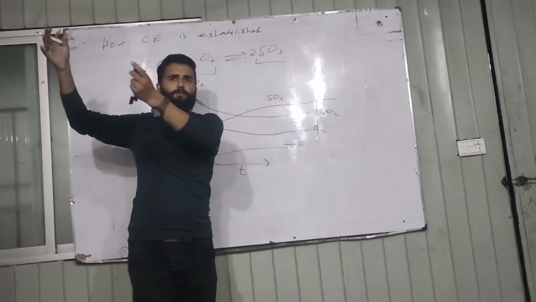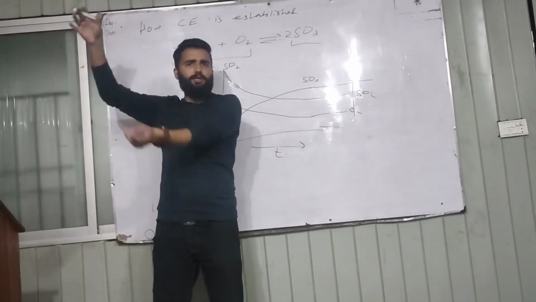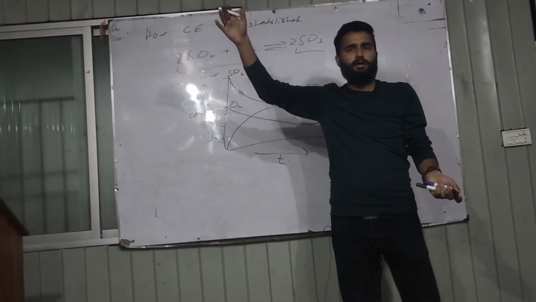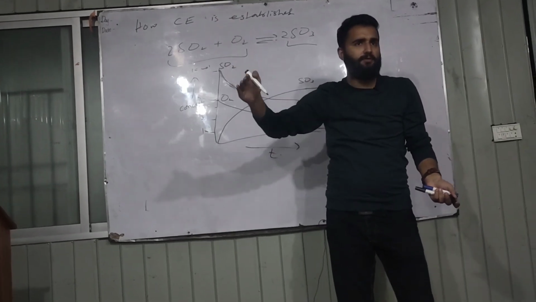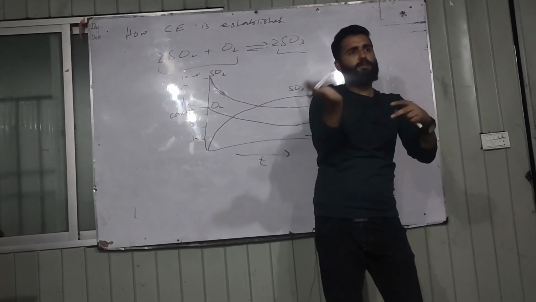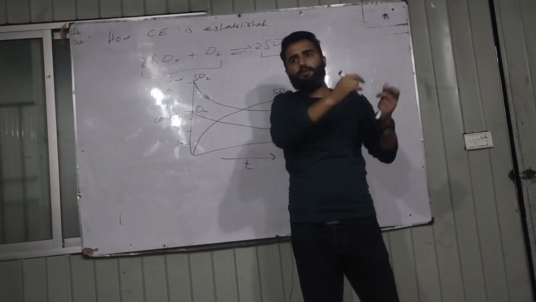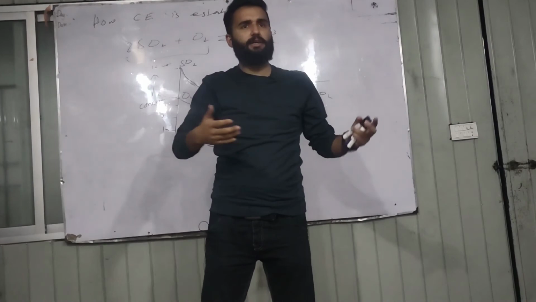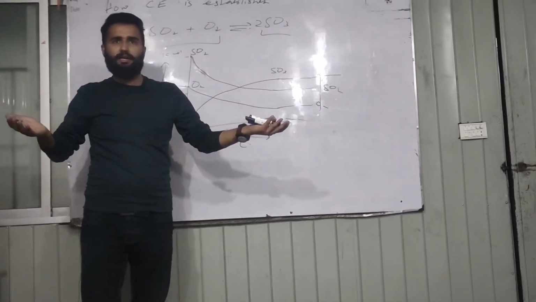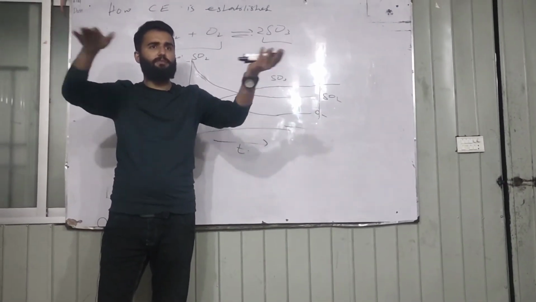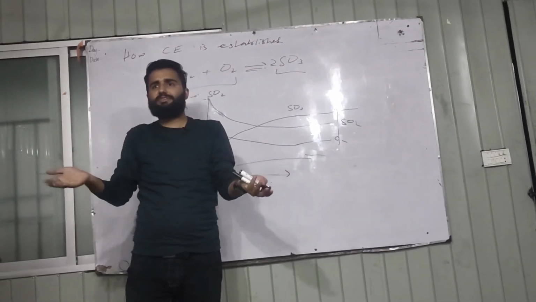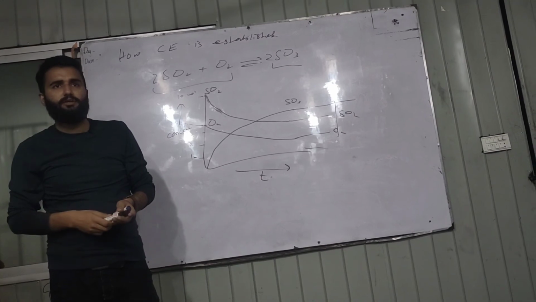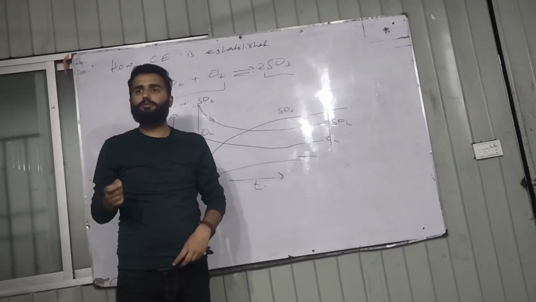So in the beginning the rate of forward reaction is very high. They react with each other to produce sulfur trioxide. With the passage of time this reaction is slowing down, and the backward reaction is growing, getting faster and faster, and the time comes when both rates become equal to each other. In this way the equilibrium has been established. Clear? So this is the answer of how chemical equilibrium is established.